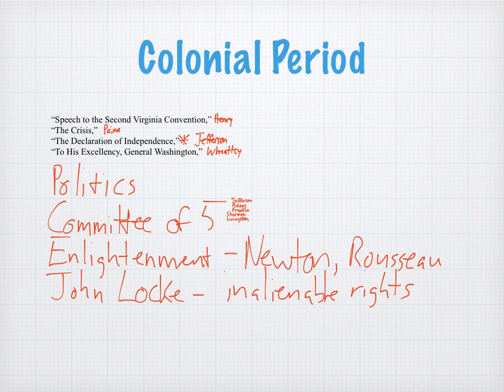I put an asterisk there because the Declaration of Independence is technically the work of the Committee of Five, but we think of Jefferson as the lead writer on that, and he receives most of the credit. And then To His Excellency General Washington, which was a poem written by Phyllis Wheatley, the slave who became free. Very interesting story on that.